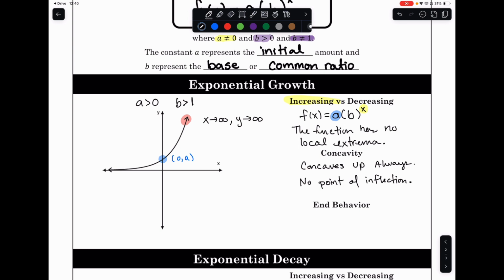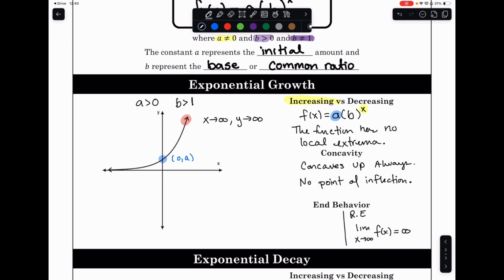In limit behavior, the right end is the limit as x approaches positive infinity. The function values are unbounded. So they're going to go all the way up to positive infinity.